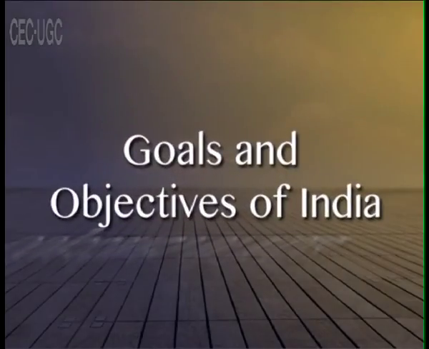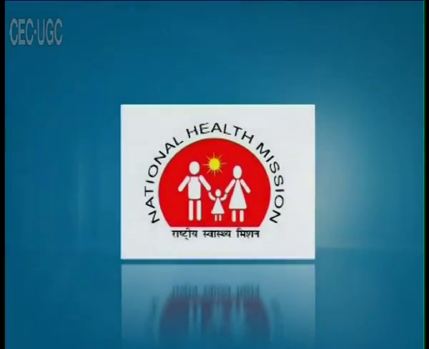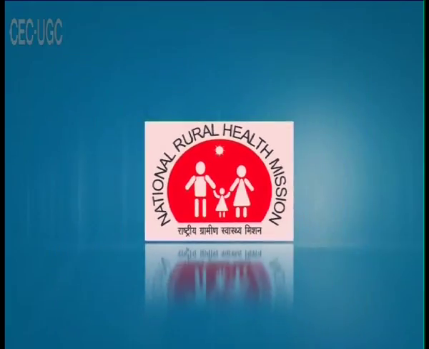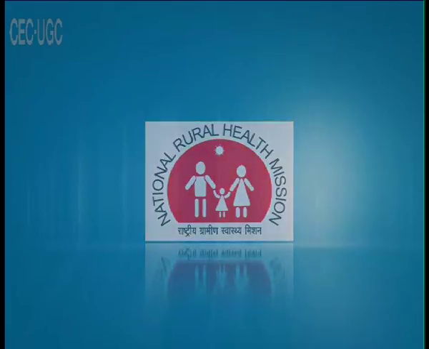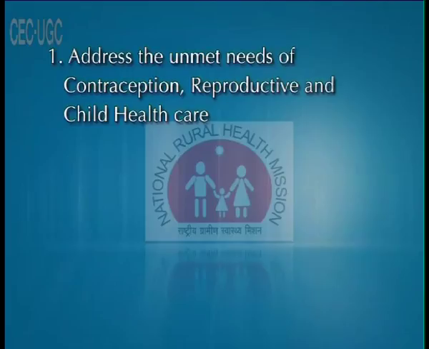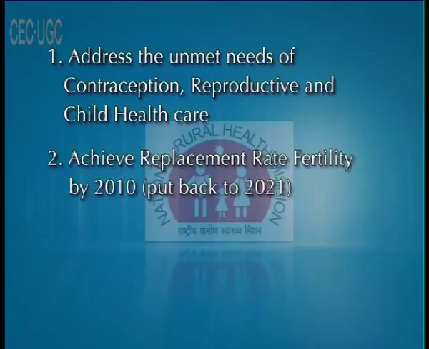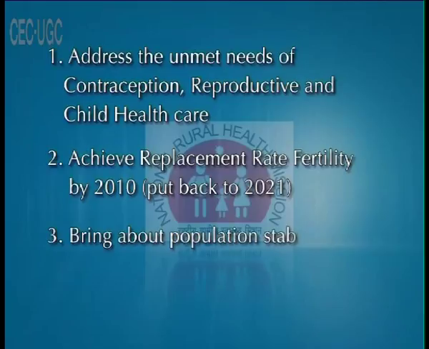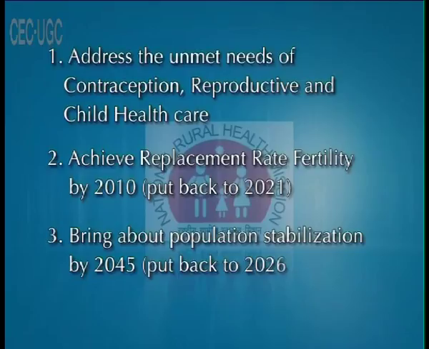Now coming on to the goals and objectives of India. The National Population Policy, known as NPP, framed in 2000, has advocated a holistic, multi-sectoral approach towards population stabilization. In accordance with this, as well as the 12th 5-year plan, specific interventions have been laid down through the National Health Mission, which was previously known as the National Rural Health Mission, and it has formulated the following objectives. 1. Address the unmet needs of contraception, reproductive and child health care. Secondly, achieve replacement rate fertility by 2010, which has been put back to 2021. Thirdly, bring about population stabilization by 2045, which has been put back to 2026.